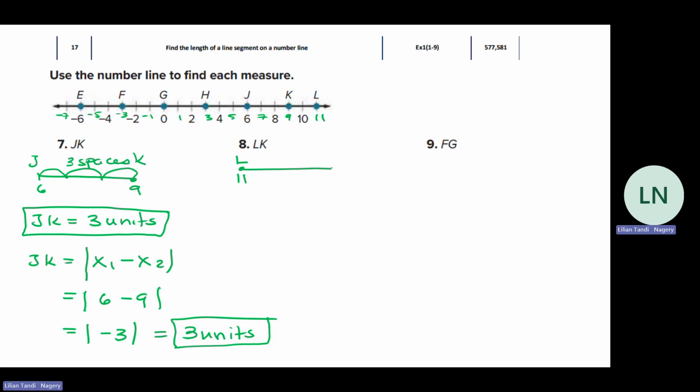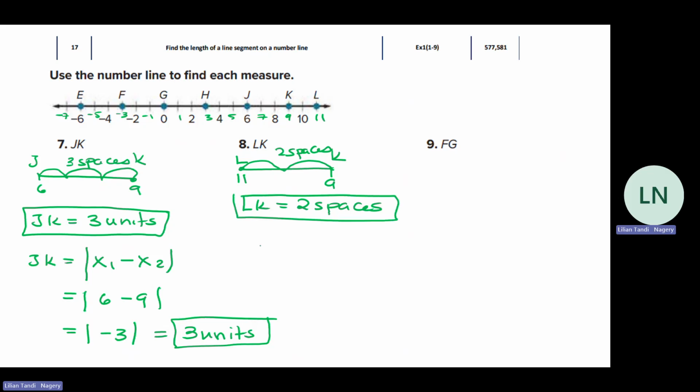And K is 9. And K is 9, 10, 9. So those are 2 spaces. Okay, so you're going to write LK equals 2 spaces.